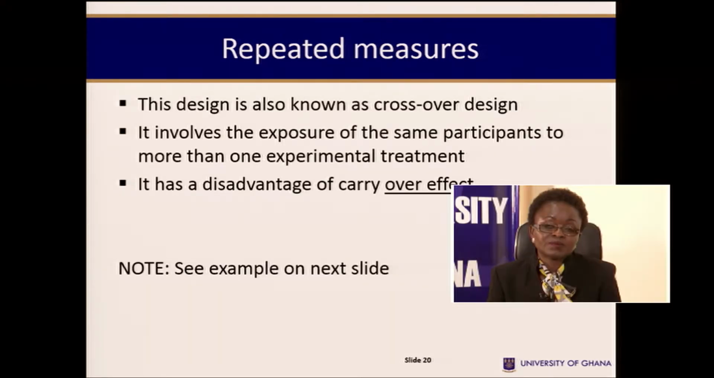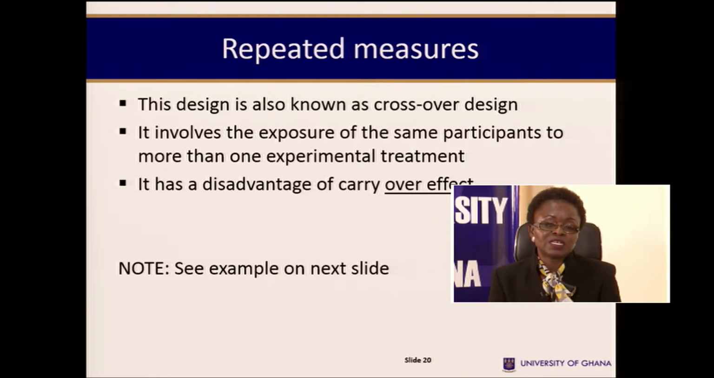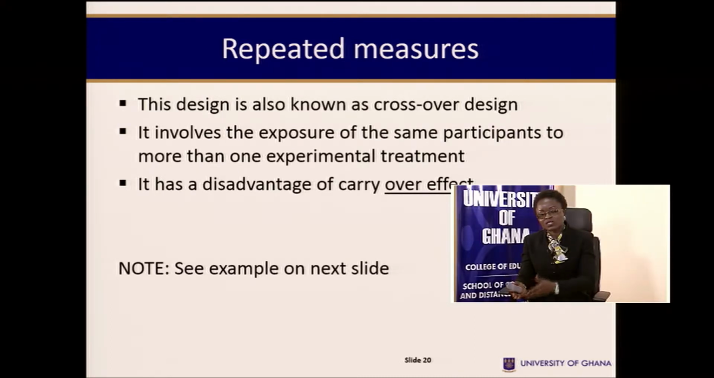Repeated measures. This design is also known as the crossover design, and I will soon explain what that means. It involves the exposure of the same participants to more than one experimental treatment. Now, the meaning of crossover: you are exposing these participants to more than one experimental treatment, and so they can carry over the effect of the first treatment to the next treatment. That's why it's called crossover or carryover effect.